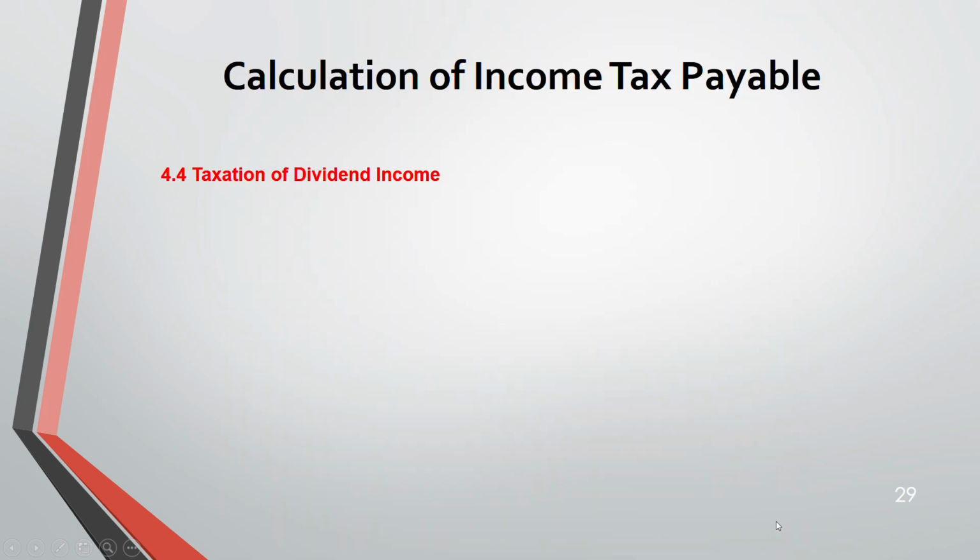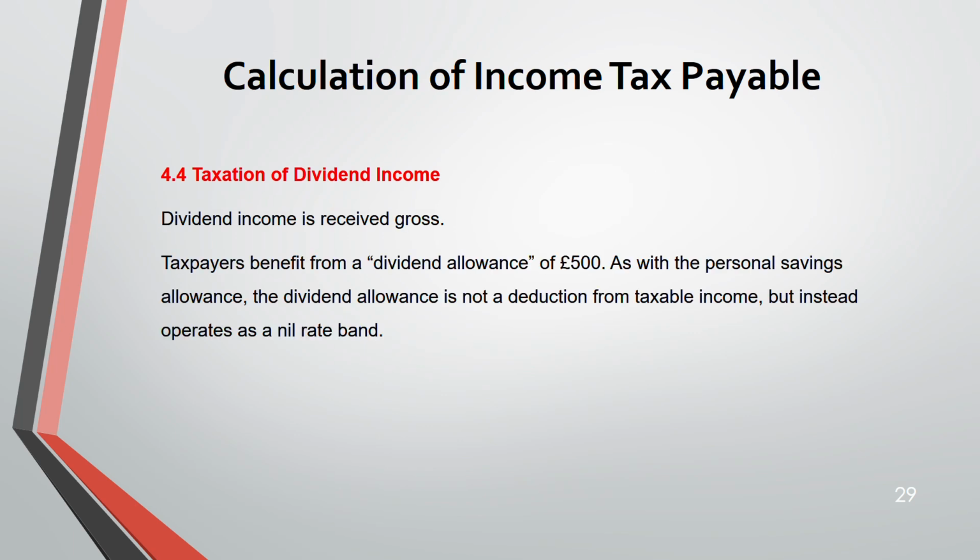Now, taxation of dividend income. So we are finished with non-savings and savings. Now we are moving on to dividend income. Dividend income is received gross, and taxpayers benefit from a dividend allowance which is 500. Okay, but there is a difference.